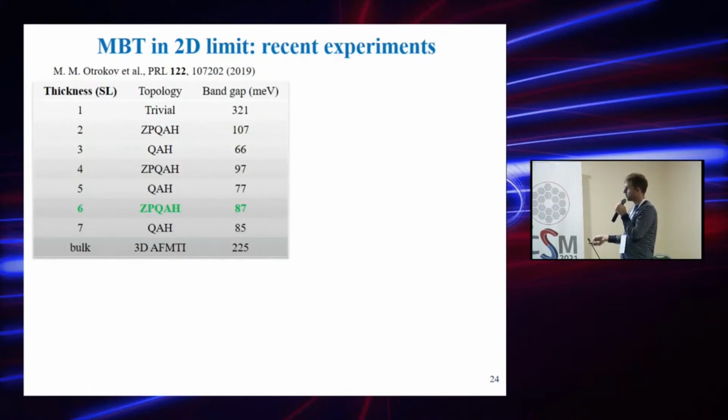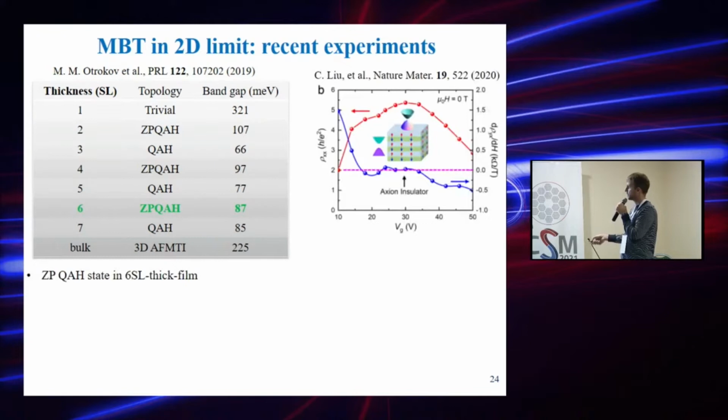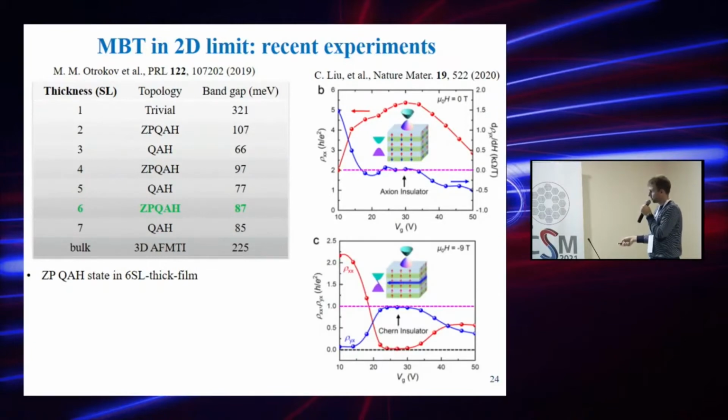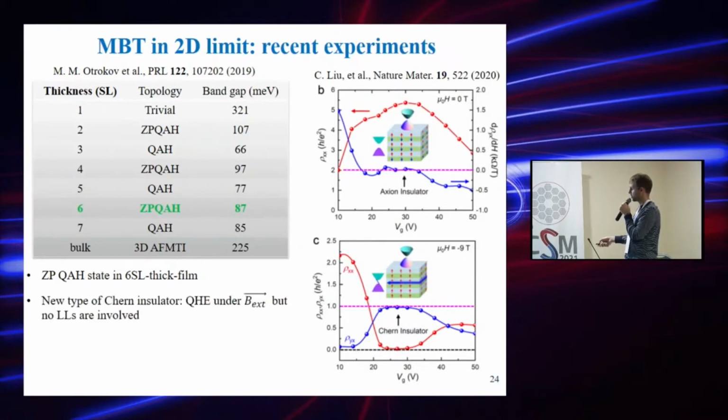This zero plateau quantum anomalous Hall state was reported in a 6 septuple layer thick film of MBT in this Nature Materials paper. They call it directly an axion insulator. Then they apply the external magnetic field, and they have the ferromagnetic polarization in the film, and they observe the quantized Hall conductivity. But this is actually not exactly as in the case of von Klitzing.